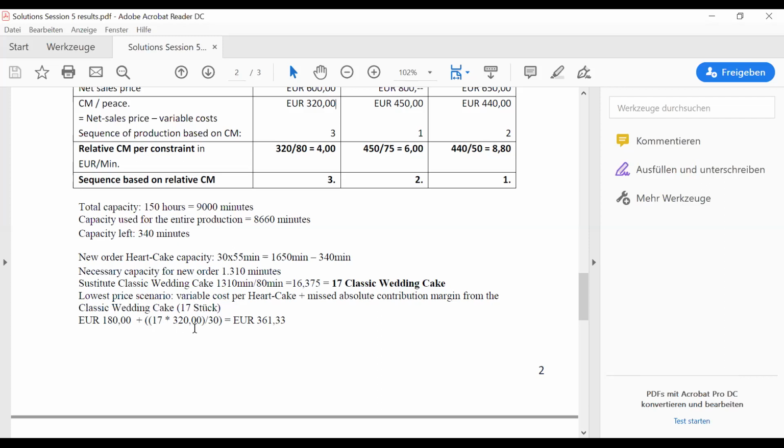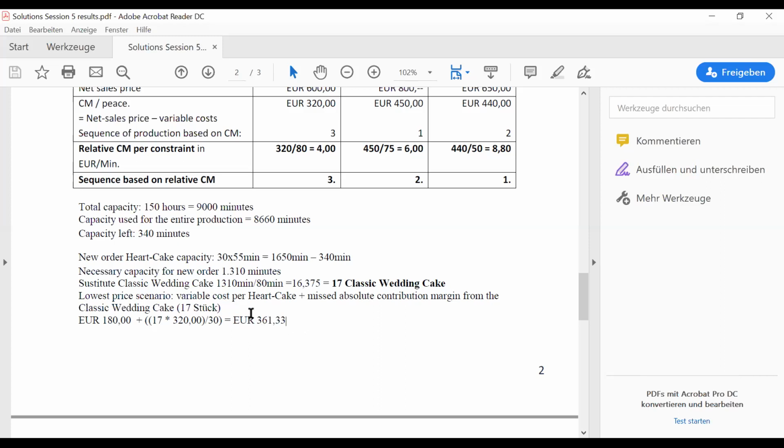That in a sense makes up for the lost contribution margin of the 17 wedding cakes. So we need to sell, and this is now also our lowest price that we need to at least sell the cake for, in order to not lose any profit or lose any contribution margin, but rather be able to take on an additional order, satisfy customers, and still gain the revenue or the contribution margin that we would have gained in the original case as well.